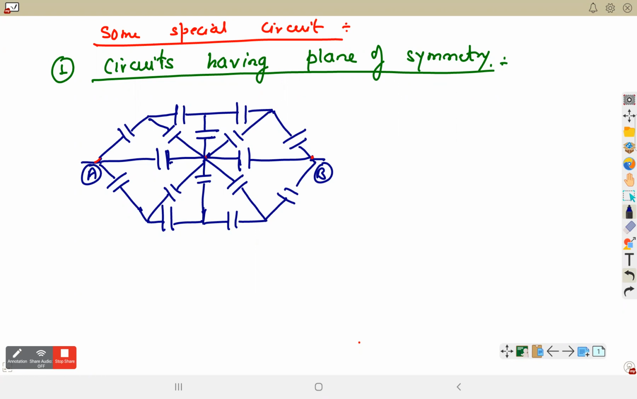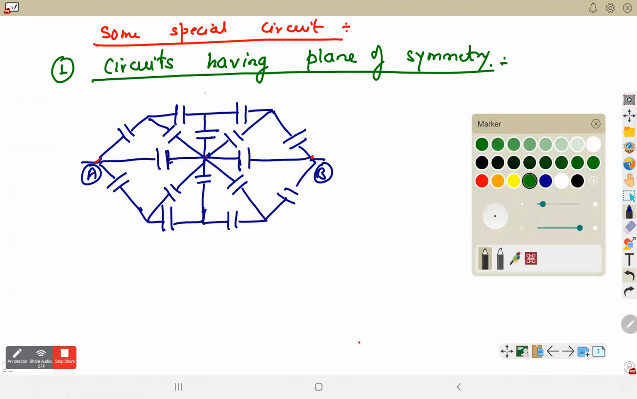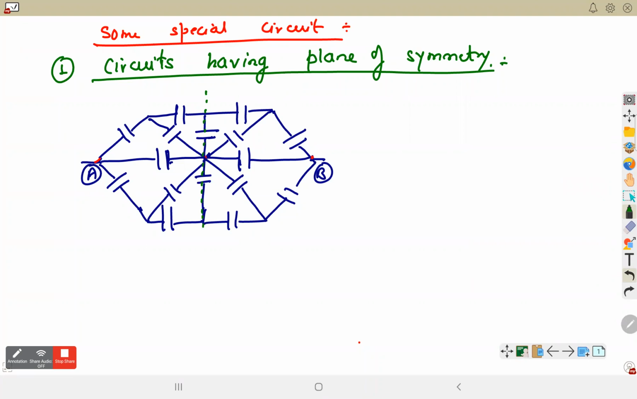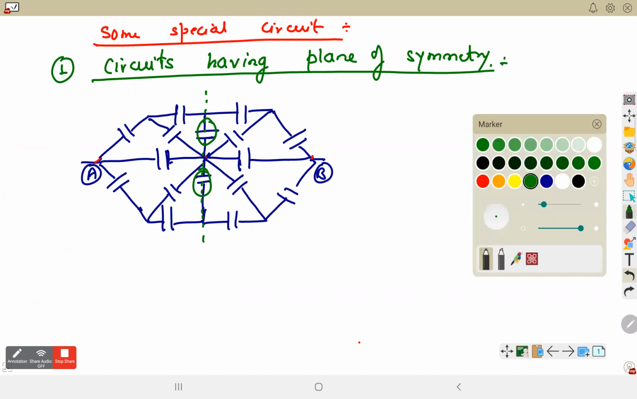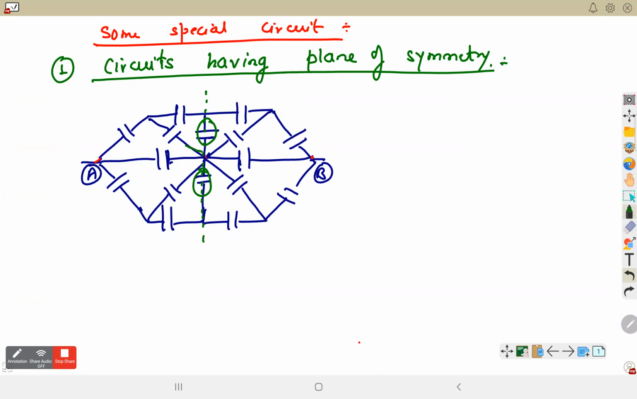Solve it. Find the equivalent capacitance between point A and B. So which circuit will we use? We'll use the vertical plane of symmetry. This is the vertical plane of symmetry. If there is a capacitor lying on the plane of symmetry, that is removed. If there is a junction lying on the plane of symmetry, that can be opened and shifted along the plane. इसको ऊपर, इसको नीचे. That will be the circuit.